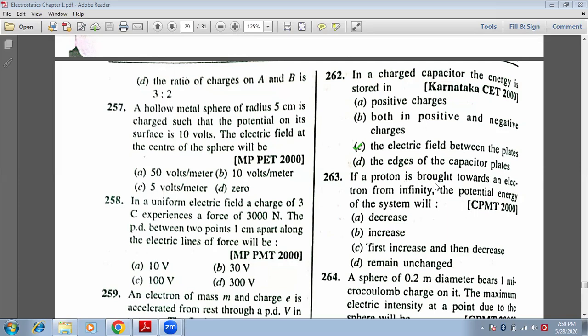If a proton is brought towards an electron from infinity, then potential energy of the system will: option A, decrease; option B, increase; option C, first increase and then decrease; option D, remain unchanged. Correct answer, option A, decrease.